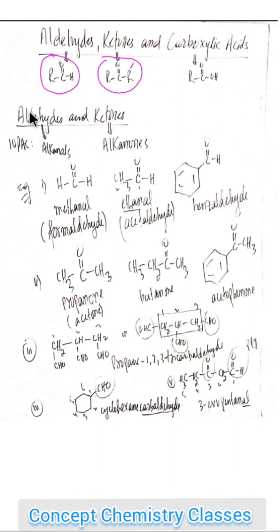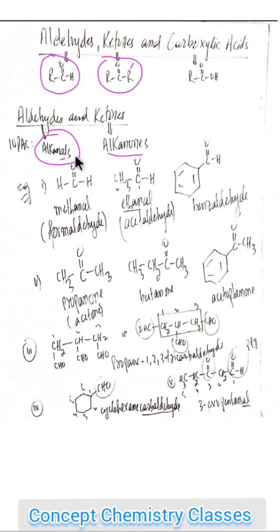Okay, so first of all, IUPAC names of aldehydes and ketones. Aldehydes are named as alkanals. Al is the suffix of aldehyde and the ketones are named as alkanones. Let me give some examples here.